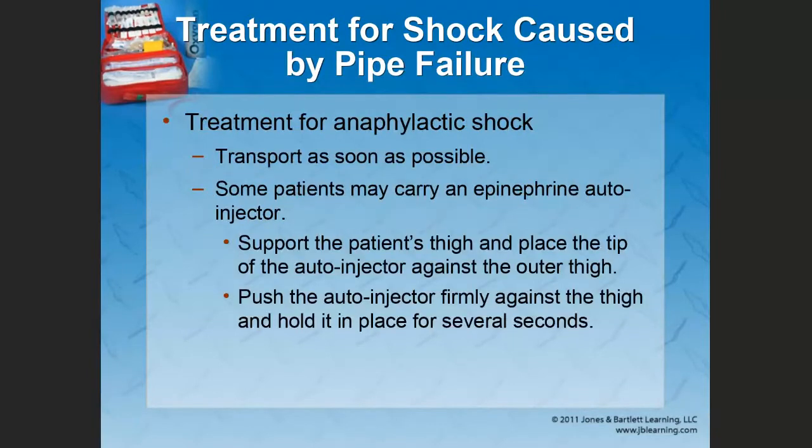Treatment for anaphylactic shock. Patient is going to require transport as soon as possible. Some patients may have an epi auto-injector, so they may have an EpiPen. Support the patient's thigh and place the tip of the auto-injector against the outer thigh and push the auto-injector firmly against the thigh and hold it in place for several seconds. So if they have the EpiPen, you can help the patient self-administer the medication. And we will go through that practical when we meet face-to-face, how to use an EpiPen if they have one.